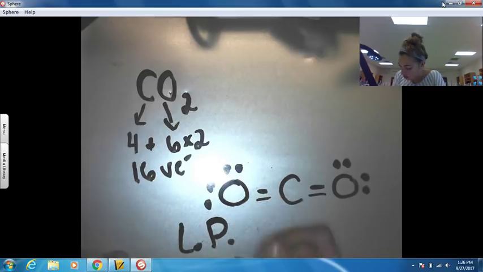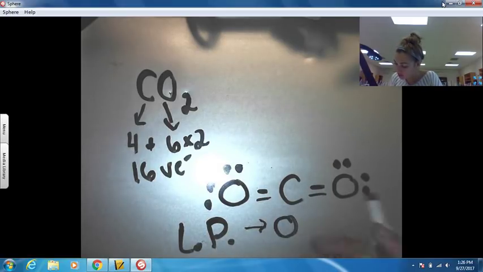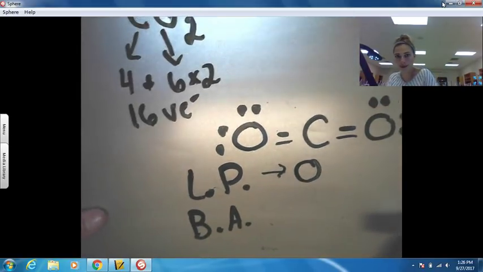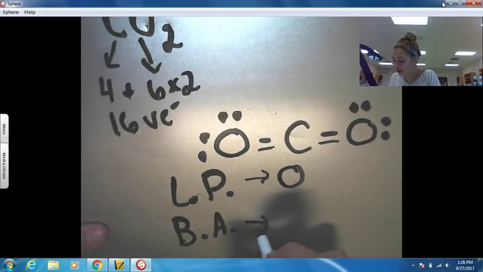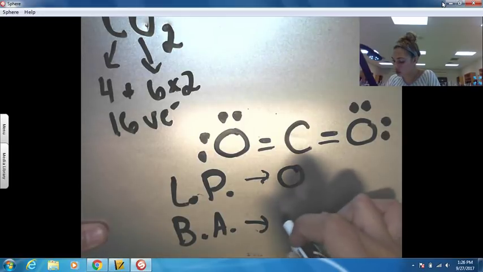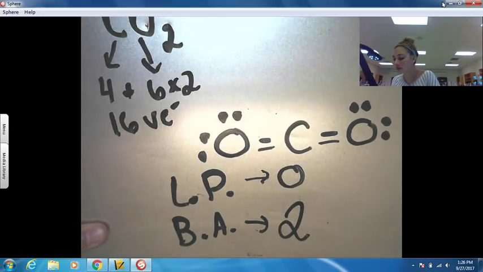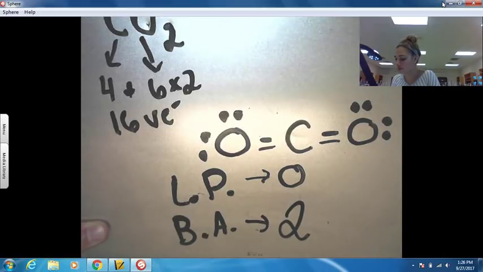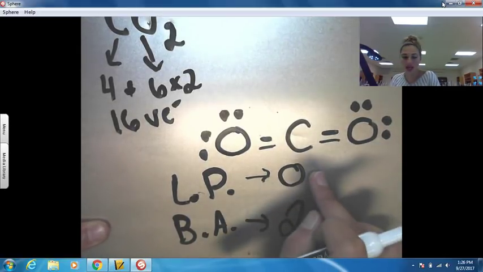All right, so now I have to do the same exact process. Figure out the number of lone pairs that I have, the number of bonded atoms that I have. Again, I'm looking at just the central atom. So there are 0 lone pairs on the central atom. And there are 2 atoms bonded to carbon. So that is 2 bonded atoms. Please make sure that you are not counting the individual bonds. You are just counting the number of atoms that are bonded to the central atom. So I have 2 bonded atoms and no lone pairs.